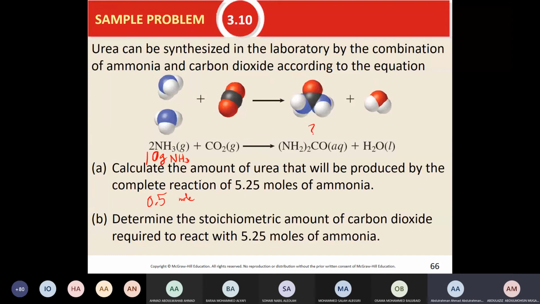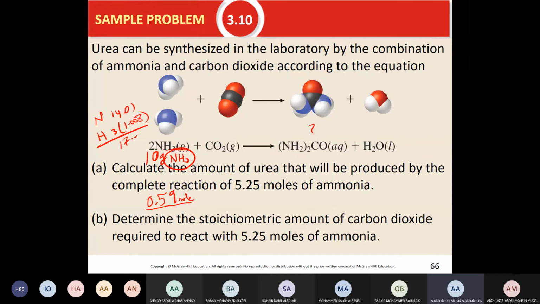Okay. Because what did I do? I divide this by about 17, which is the molar mass of NH3. N is 14.01 and hydrogen is 3 times 1.008. Add them together, it will be 17 something. And then you divide this number 10 by this and you have it in mole now.